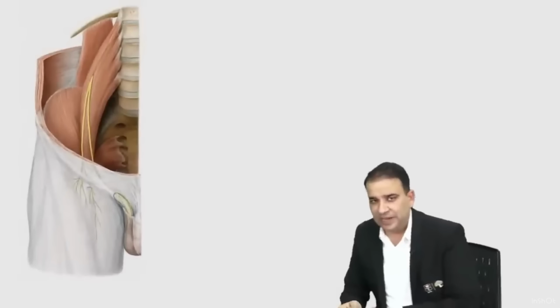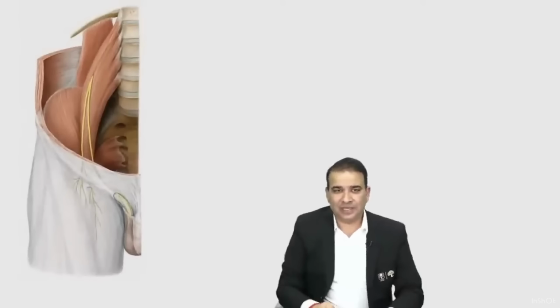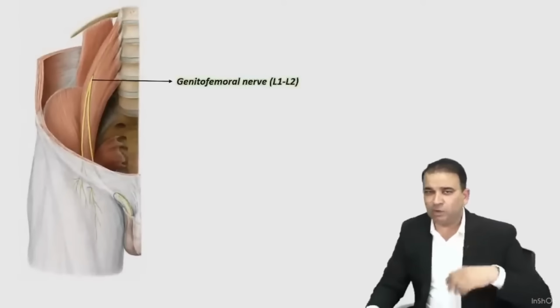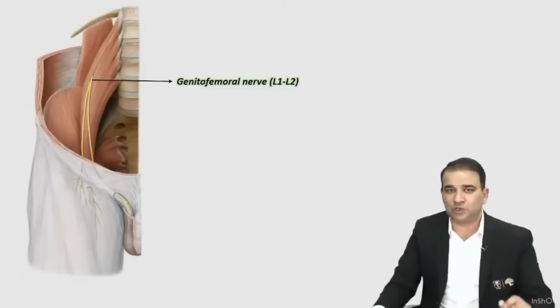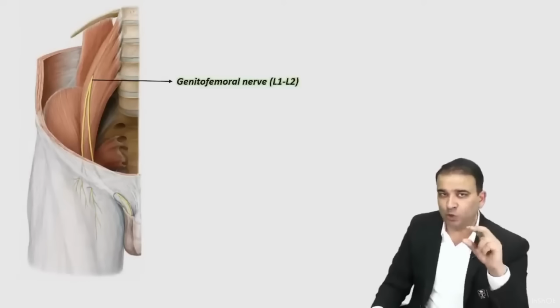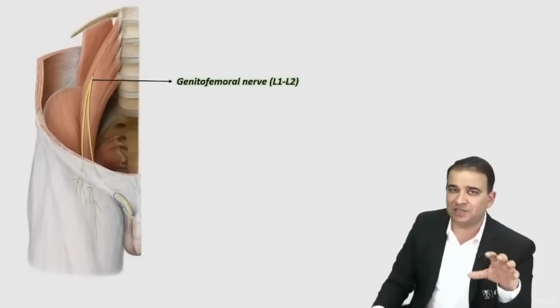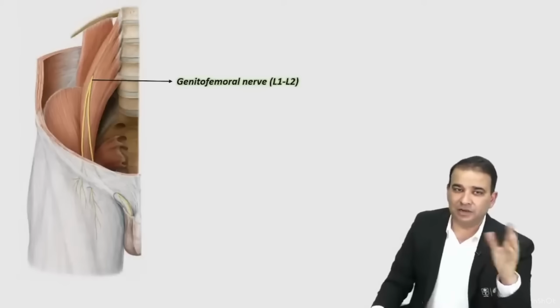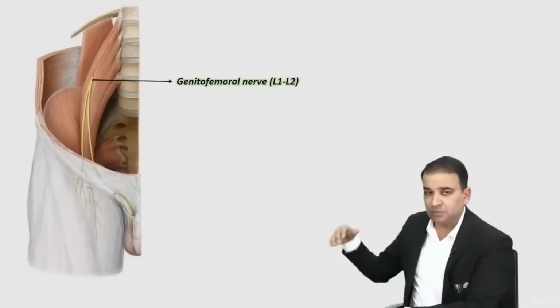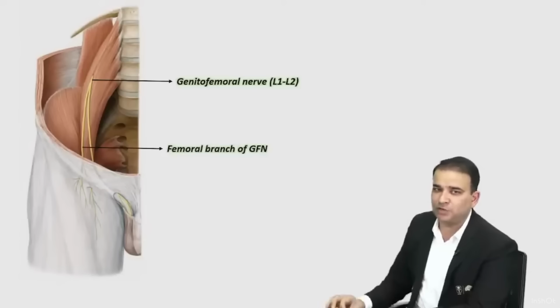Now, look at this nerve, guys. Again, coming back, the same nerve, that's the genitofemoral nerve. Now, let me tell you a little more about the genitofemoral nerve because there are some questions asked on this. The genitofemoral nerve has two branches. When it pierces the psoas major muscle, it gives a branch; the one which is more laterally placed is called the femoral branch of the genitofemoral nerve.